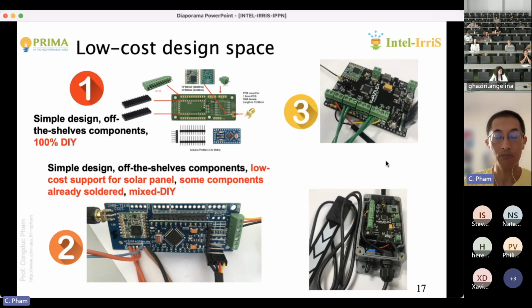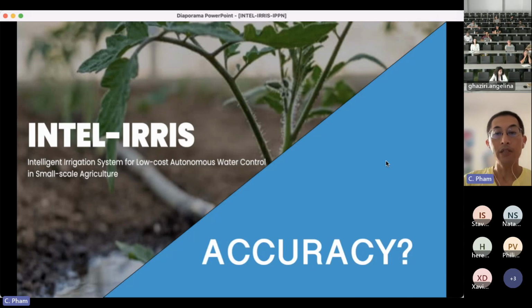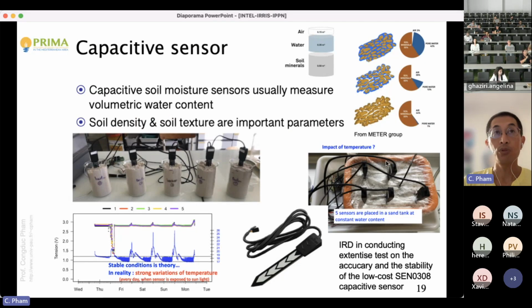So this is something that we also like in the project. Regarding the accuracy, if you're using low-cost sensors, of course, you have to worry about that, because we don't want to deploy something so low-cost that you can't actually do anything with it. So we want low-cost in the design and in the choice of the various hardware components, but we also want to be able to provide valuable feedback.